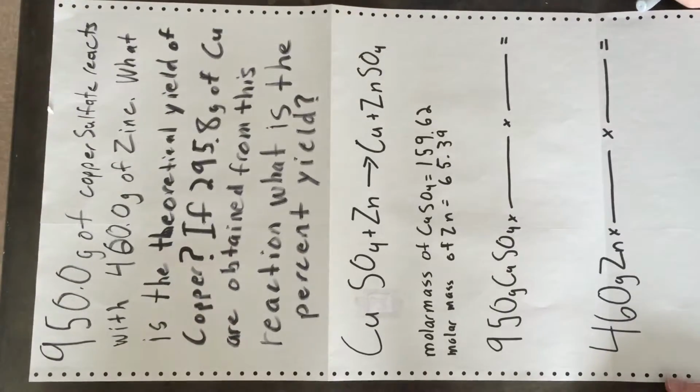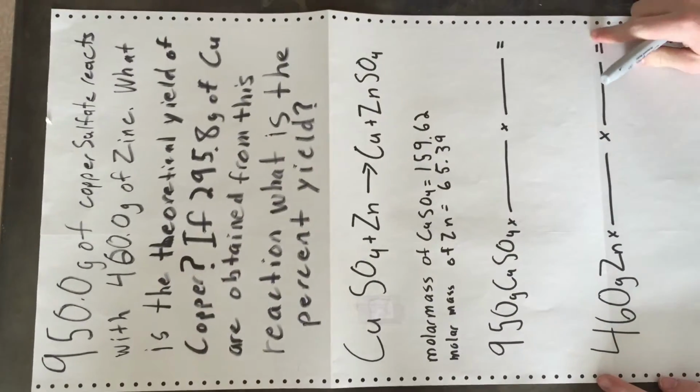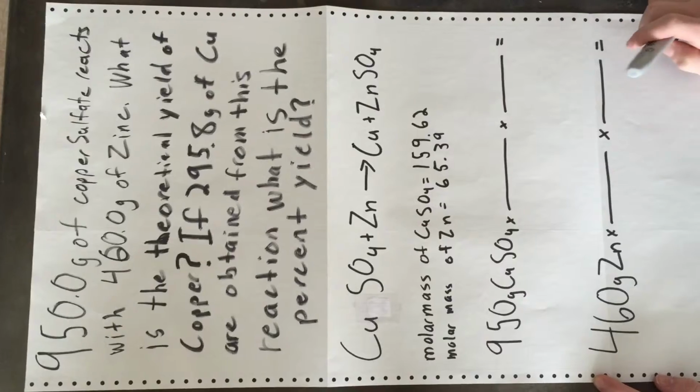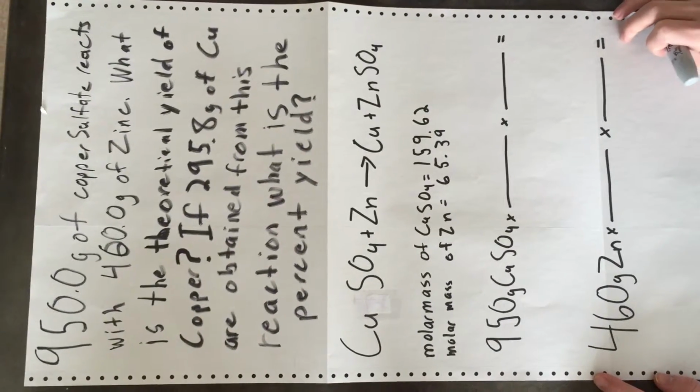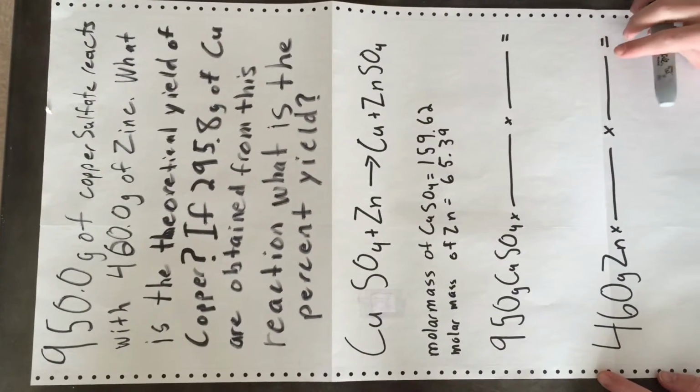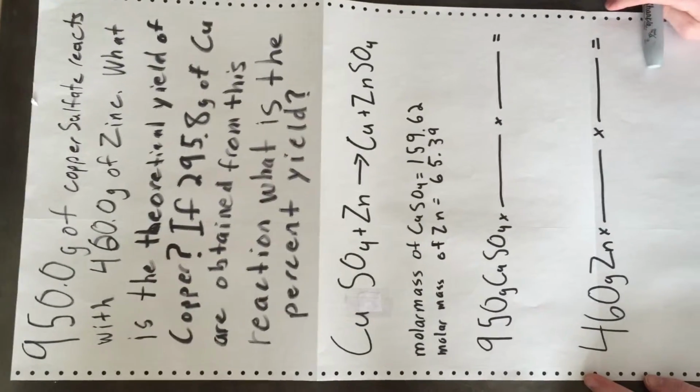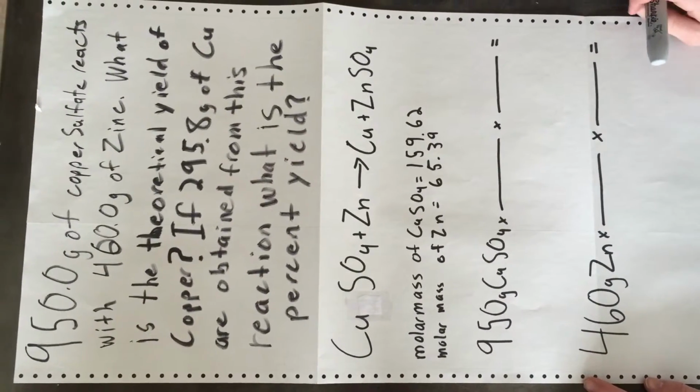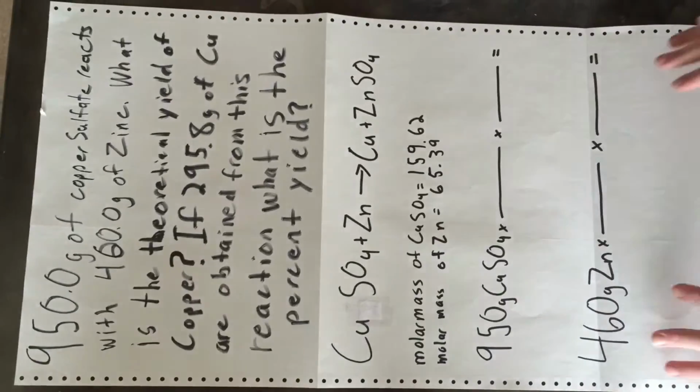Is that we get 950 grams of copper sulfate and it reacts with 460 grams of zinc. And the question is, what is the theoretical yield of copper? And if 295 grams of copper are obtained from this reaction, what is the percent yield?